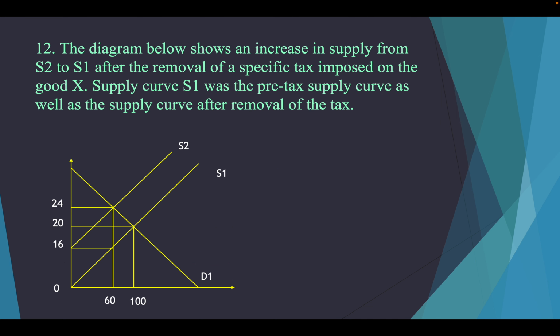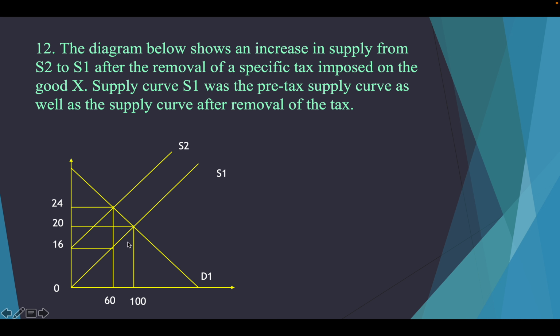Then 12th question. The diagram below shows an increase in supply from S2 to S1 after the removal of a specific tax imposed on the good X. Supply curve S1 was the pre-tax supply curve as well as the supply curve after removal of the tax. First of all, we should understand what the tax is and the equilibrium prices and equilibrium quantities.